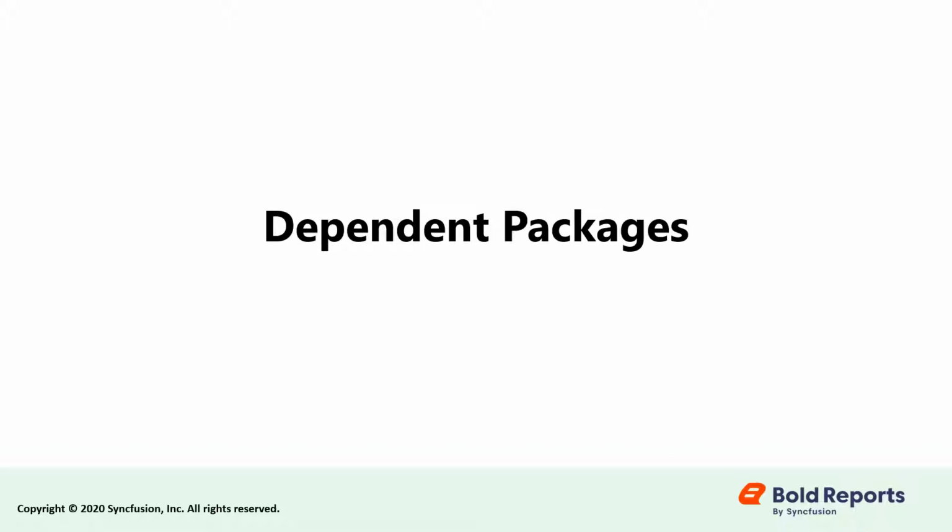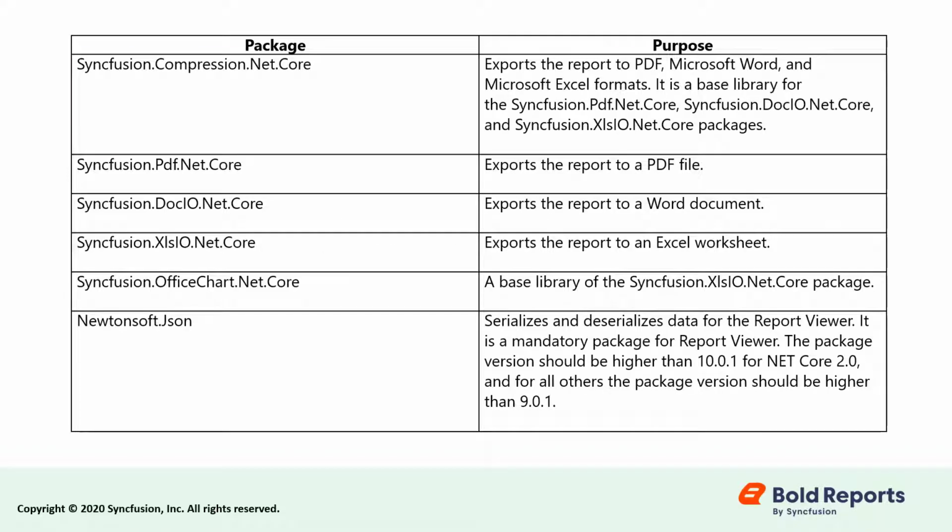The following table provides details about the dependency packages and their usage. The Syncfusion.Compression.NET Core package is a base library for the PDF, DocIO, and XlsIO packages. The Syncfusion.Pdf.NET Core package is used for exporting RDL or RDLC reports in PDF format.